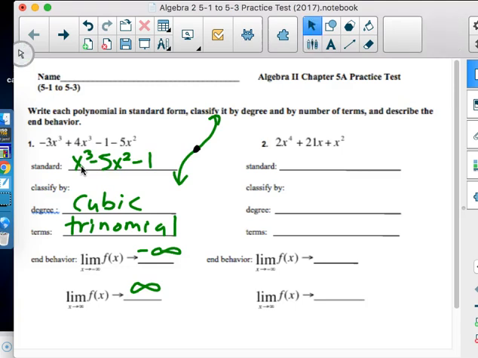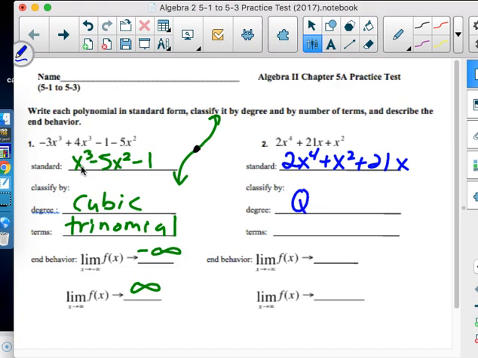Alrighty, next one. 2x to the fourth plus 21x plus x squared. Is that in standard form? No. 2x to the fourth plus x squared plus 21x, highest power. Working our way on down. What would it be called? By degree. Quartic. Quartic. Number of terms?